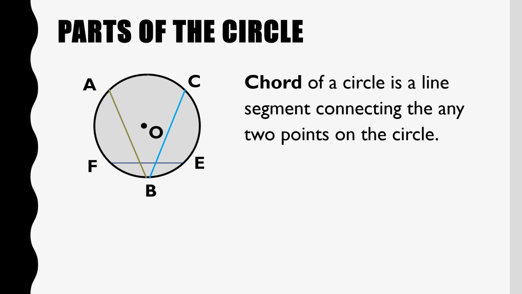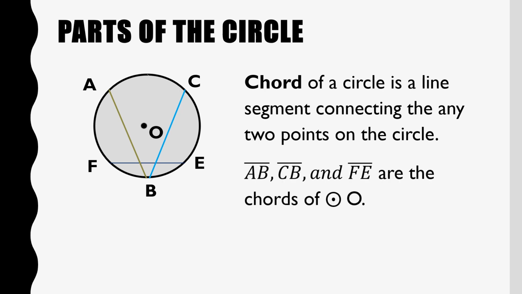The chord of a circle is a line segment connecting any 2 points on the circle. Given the figure, line segment AB, line segment CB, and line segment FE are the chords of circle O.